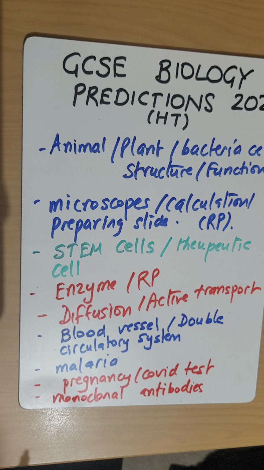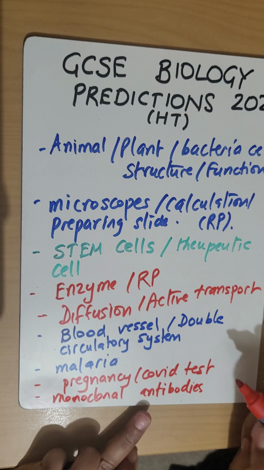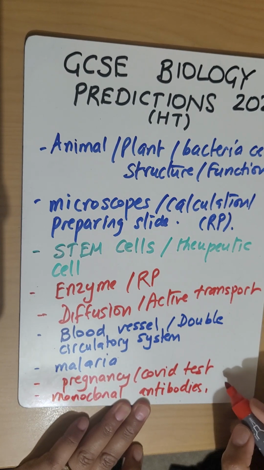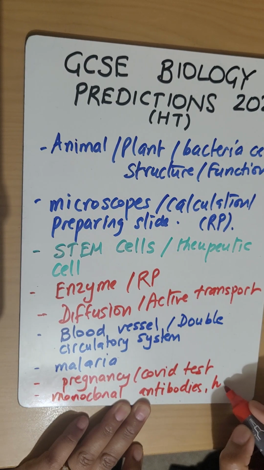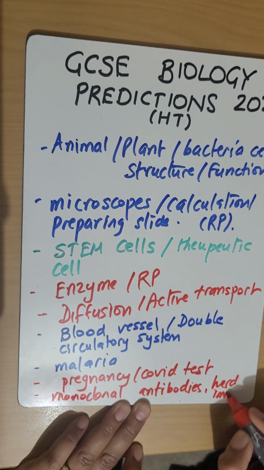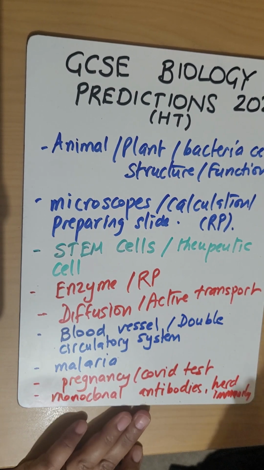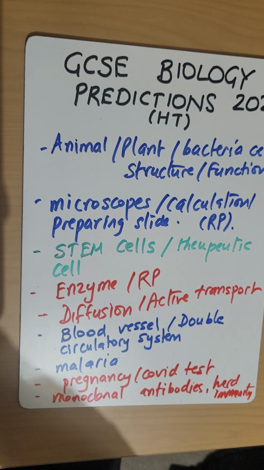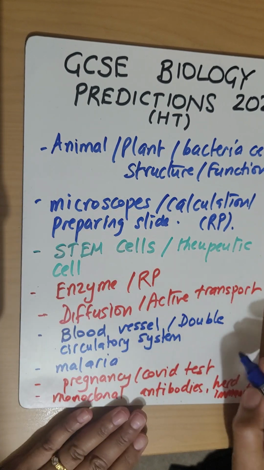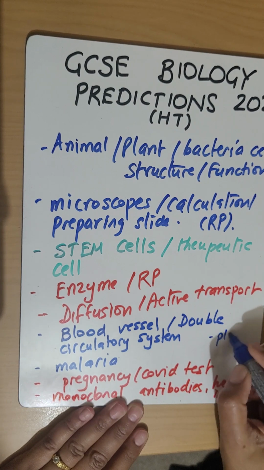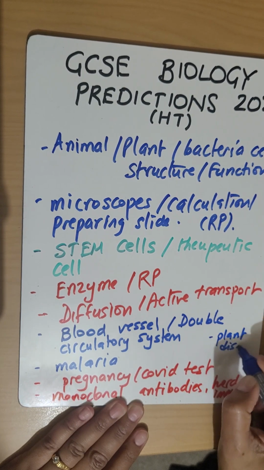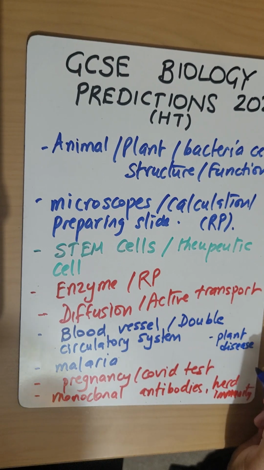For the non-communicable diseases, they tend to give you lots of data and graphs that you need to have a look at. The other one we can look at is herd immunity. You're also looking at plant diseases. Remember, you need to know what minerals are needed for what, and what happens if plants lack them.